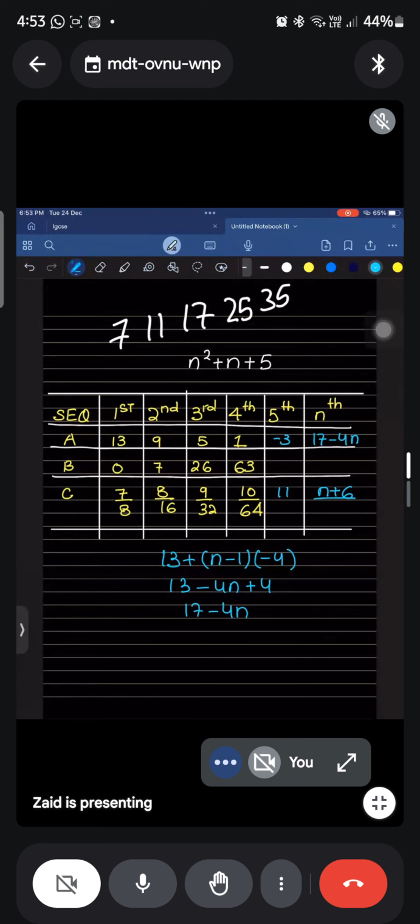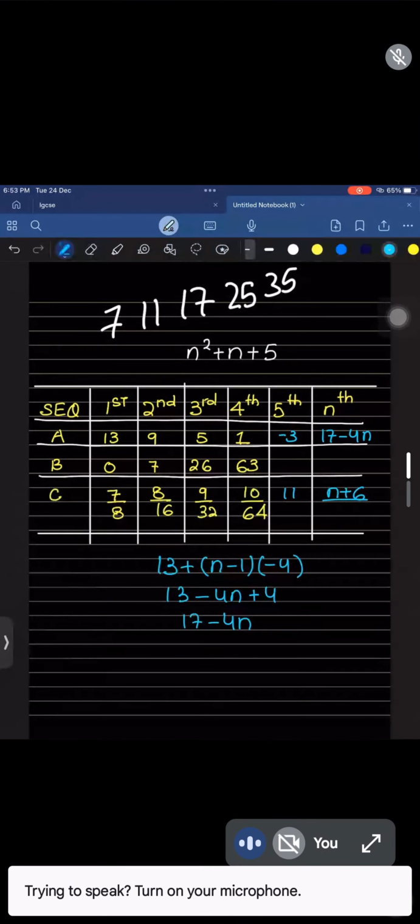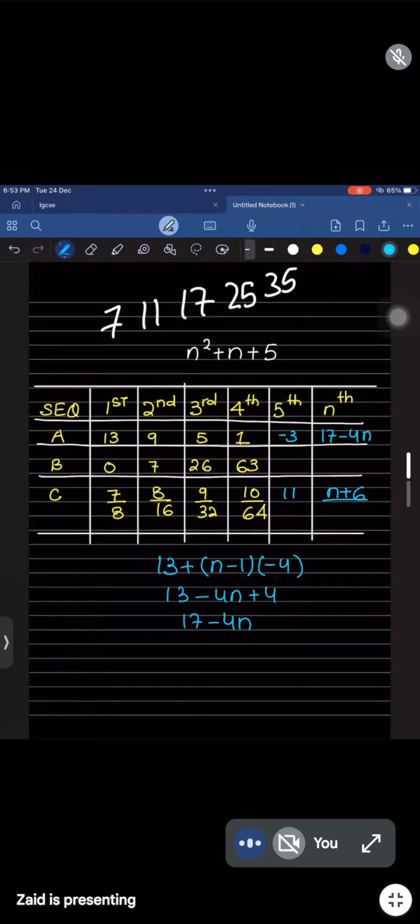Okay, so after this, 8 and 16 and 32 and 64. Which sequence is this? Sir, can you repeat again? The sequence of the denominator. What is this? Good. Yes, geometric sequence. Nice. 8 twos are 16. What should be here? What is the fifth term? It's 128.